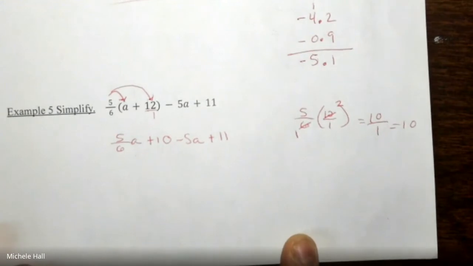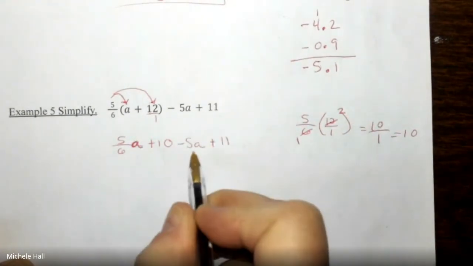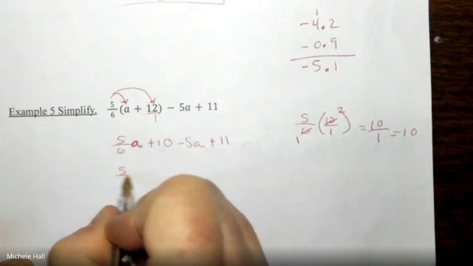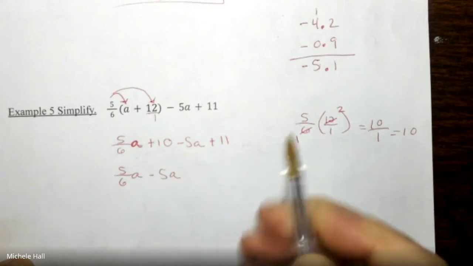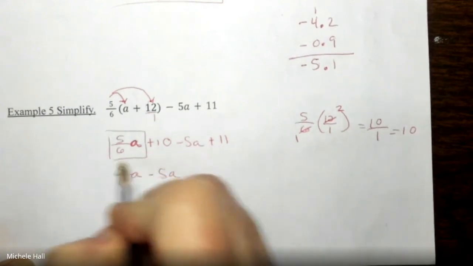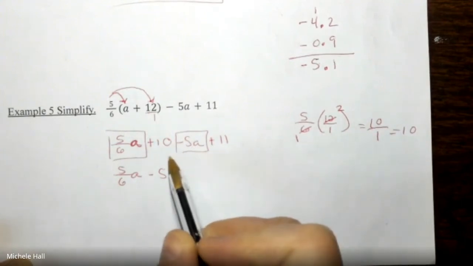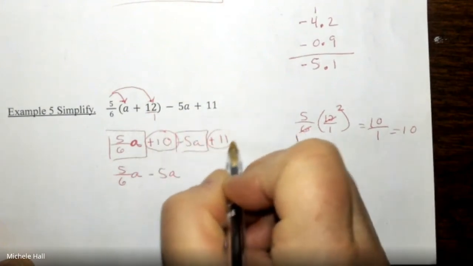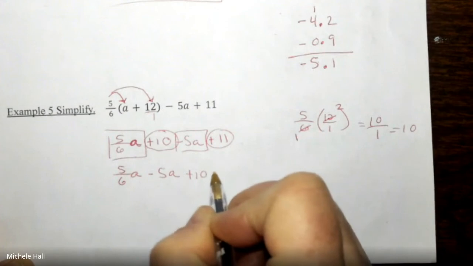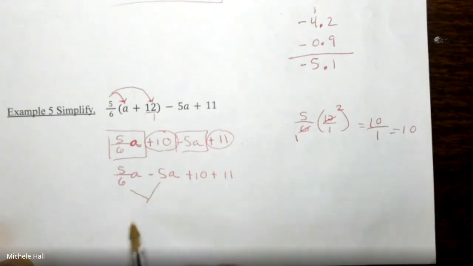What do I have for like terms? I have an a, 5/6 a, and a negative 5a. I'm going to put them next to each other. 5/6 a, and negative 5a, keeping my signs with my terms. And then I have a positive 10 and a positive 11. I would like to combine 5/6 a and a negative 5a.